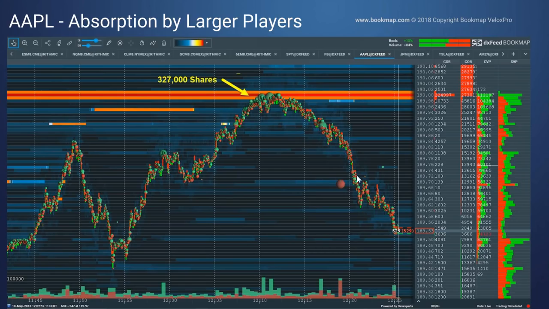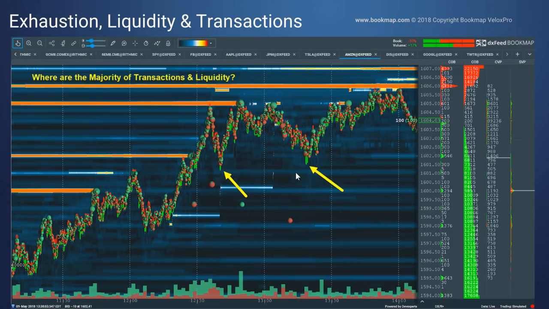What was the reaction? Well, we absorbed all the buying pressure. Instead we start to find some sellers and come back down into other lower areas here. Now I'll go over exhaustion here, and then maybe we'll jump into the live market and start to look at it.